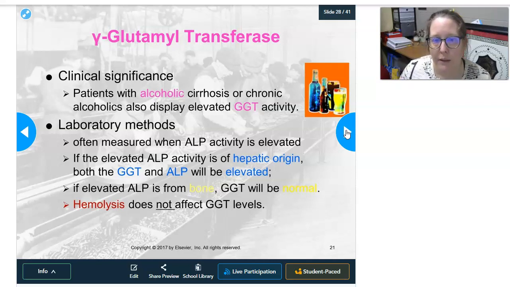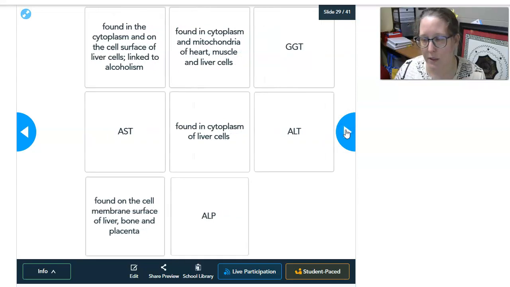So again, GGT is often measured when alkaline phosphatase activity is elevated, and you will want to distinguish between the alkaline phosphatase of hepatic origin versus that of bone. So if alkaline phosphatase and GGT are both elevated, then it's the liver, it's hepatic. If alkaline phosphatase is high but the GGT is normal, then it means that it's the bones that are producing the alkaline phosphatase, and you're not having any kind of liver issues. Hemolysis does not affect your GGT levels. It's not contained in red cells.